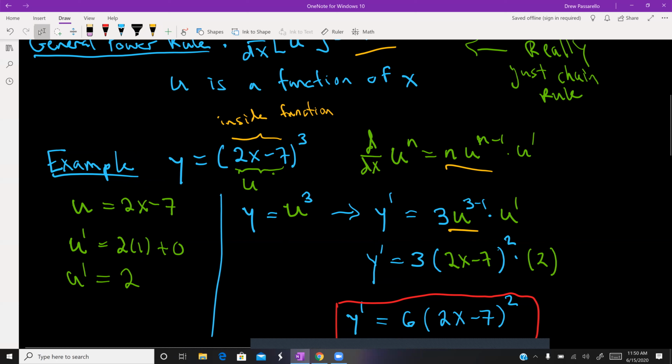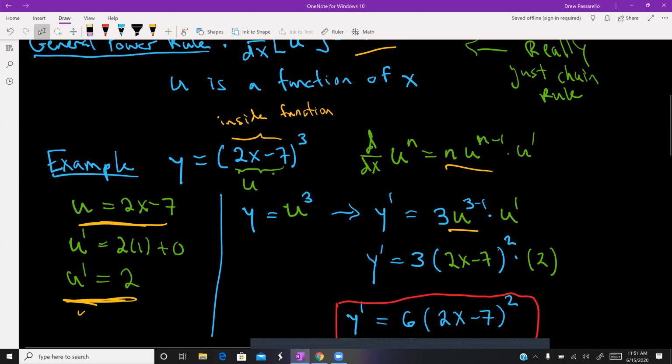Now u prime is the derivative of what u is, and u is 2x minus 7. So I take its derivative. u prime will be 2 times 1 plus 0, which is just 2. So u prime is just 2. And so I substitute these in. We have u is 2x minus 7, so I plug that in for u. So it'd be 3 times (2x minus 7) squared. So that's 3 minus 1, times u prime, and u prime is 2, so times 2.